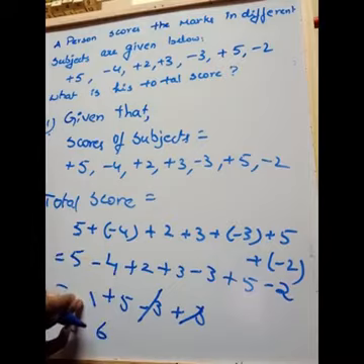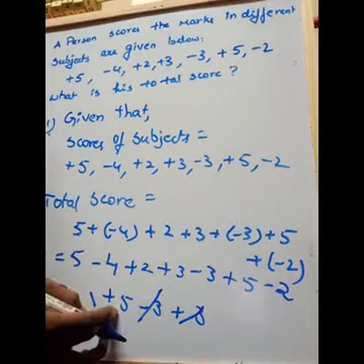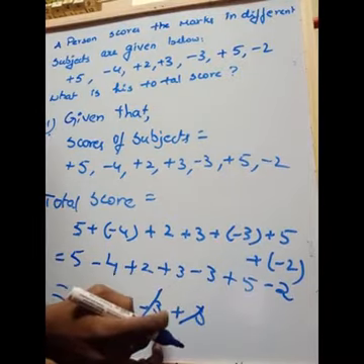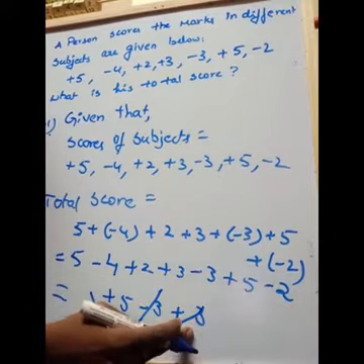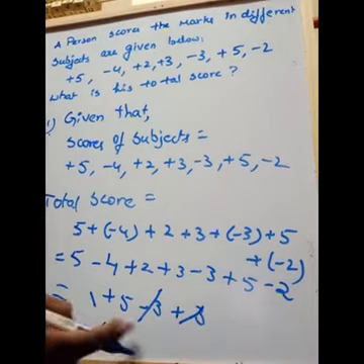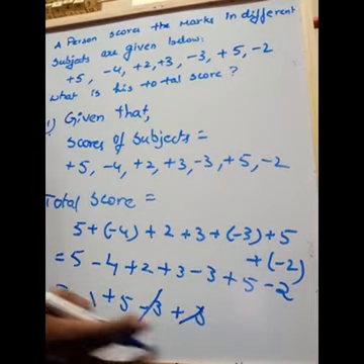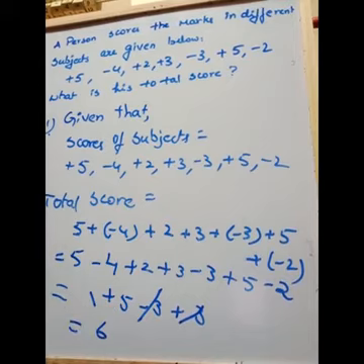5 minus 4, 1. 2 plus 3, 5. Minus 3, I write minus 3. 5 minus 2, 3. So plus 3 minus 3 will be cancelled. 1 plus 5, 6 is the answer. His total score is 6.